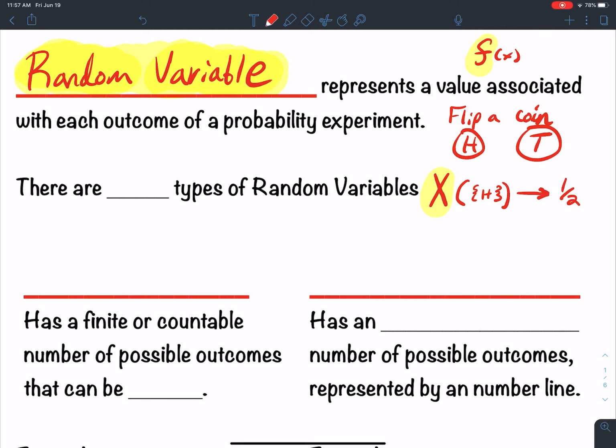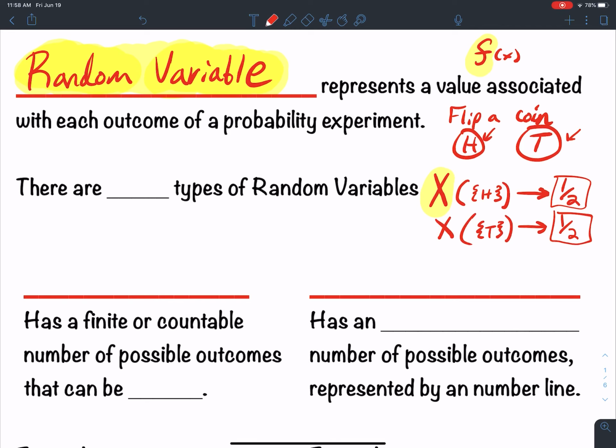Now, why does it map it to the number 1/2? Because the probability of getting a heads is equal to 1/2. All right, that's the idea. So x also takes the tails and then it maps it to 1/2 there. Okay? So it's a function that takes an outcome like heads or tails, and then that outcome gets mapped to some number. That's the idea of a random variable.